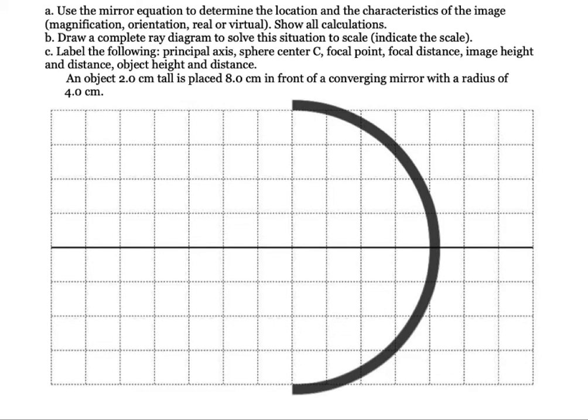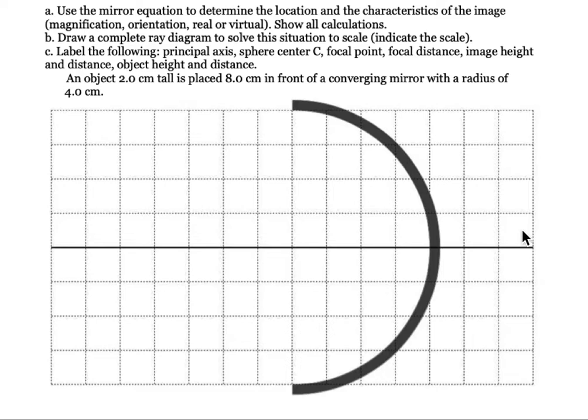Use the mirror equation to determine the location and characteristics of the image that's formed here. We'll decide what the magnification is, what the orientation is, and whether it is real or virtual. We'll do all that. We also want to draw a complete ray diagram to solve it, and we want the equations to match our diagram. It says to label the principal axis, center of the sphere, focal point, focal distance, image height, and all this stuff. So let's do it.